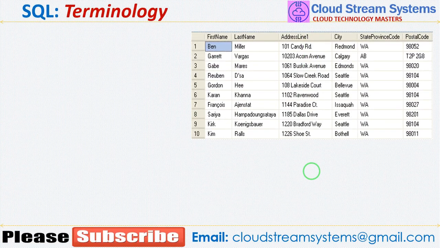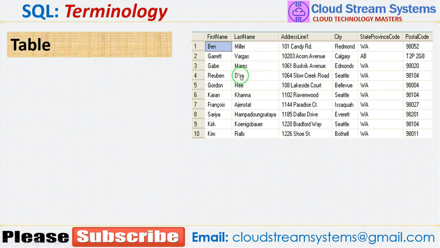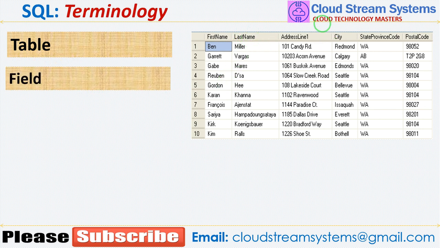Okay, so in our traditional databases, if you think about a collection of information or a collection of data, you will call it a table. It simply looks like a table. Within a table you will see first name, last name, address line, city. So what do you call them? This one you will call fields. You will call them various fields.